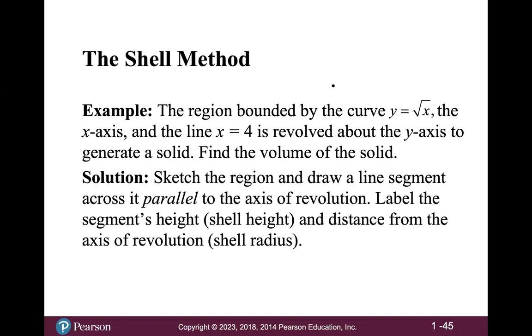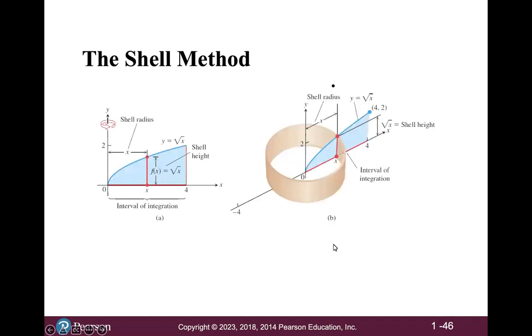At the end of this video, I'm going to talk about how you can decide whether to use discs or washers or whether to use shells. And one of the things that I will repeat when I get to that is that when you're using shells, the representative rectangle is always parallel to the axis of revolution. All right, we're going to label the segment's height, which is the shell height, and the distance from the axis of revolution, which will be our shell radius.